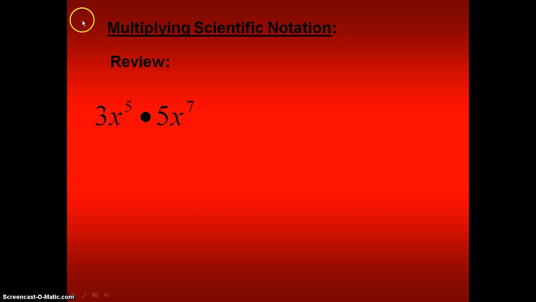If you were going to multiply these two expressions together, all you would need to do is multiply the first two numbers, 3 times 5. That's going to give you 15. Then you have x's, which are bases, and they are alike. So if you have like bases and you're multiplying, the rule tells you to add the exponents. So if I add the exponents, I'm going to end up with 15 x to the 12th power. 7 plus 5 gives me 12.